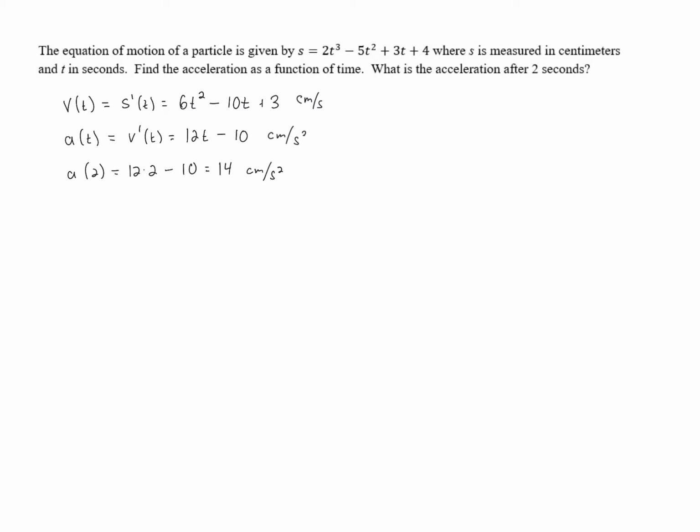And so our acceleration function was 12t minus 10, and the specific acceleration after 2 seconds was 14 centimeters per second squared.